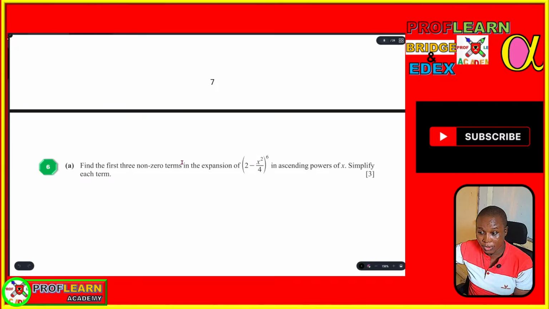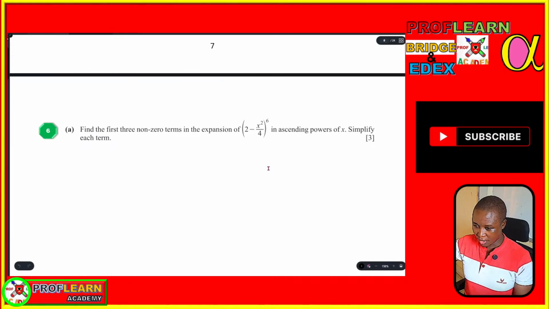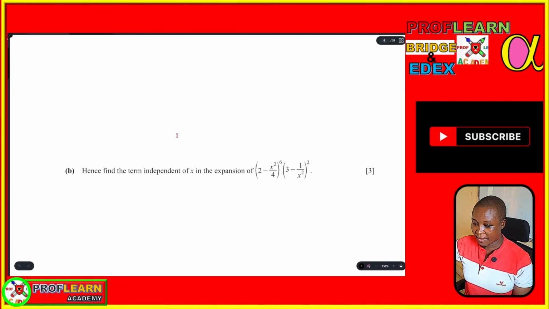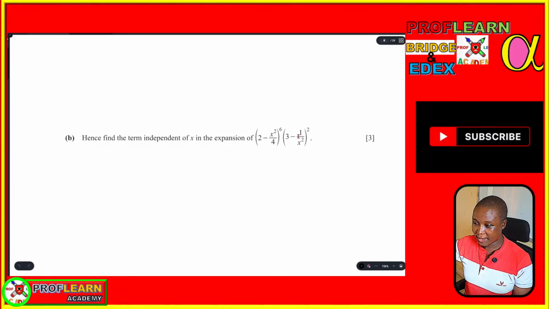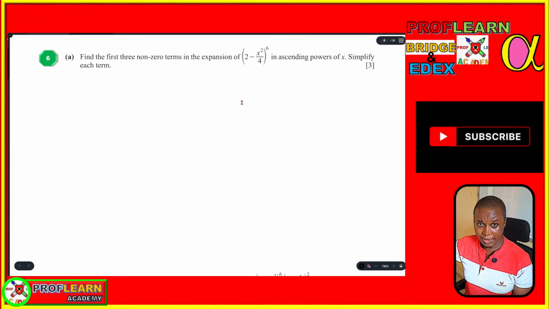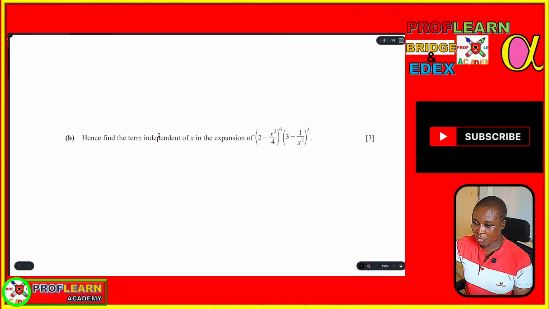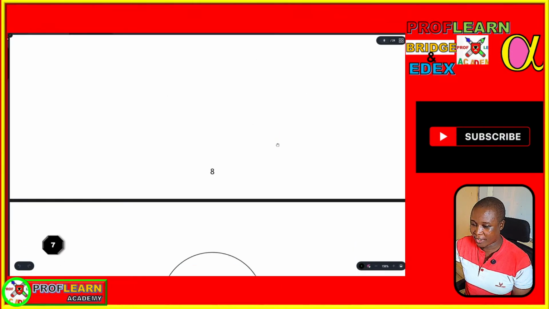You can see I have a question here where you are supposed to find the first three terms, and then you are supposed to use the expression that you have found in the previous section to find the independent term in the expansion of this particular function that we have here.